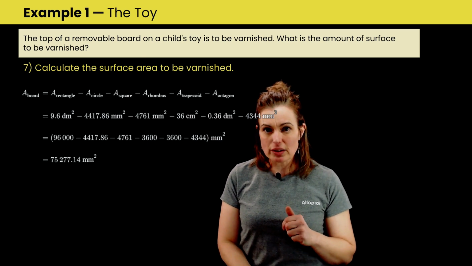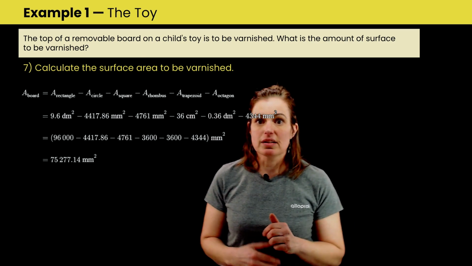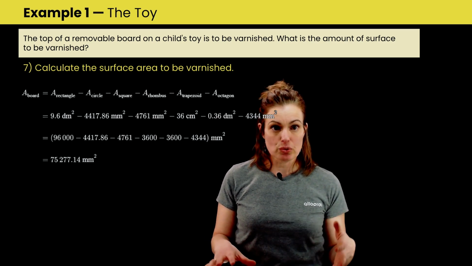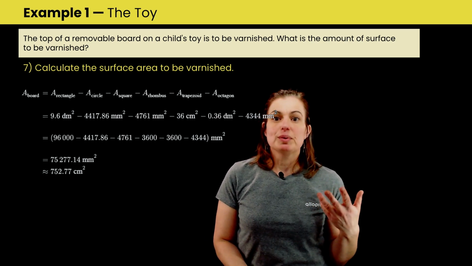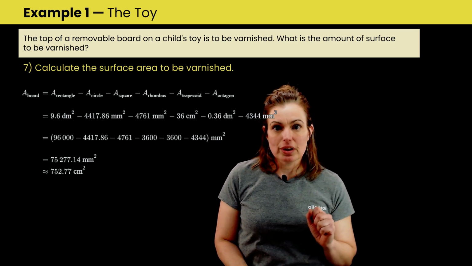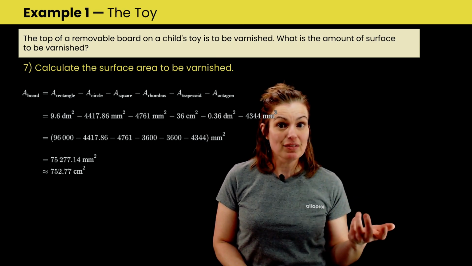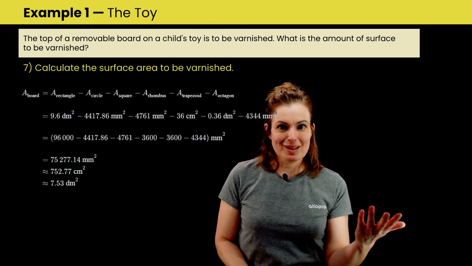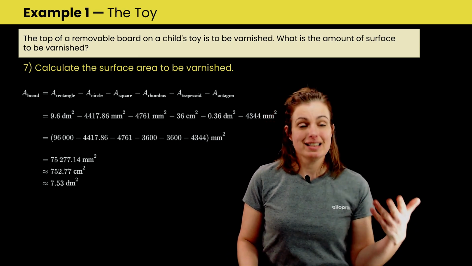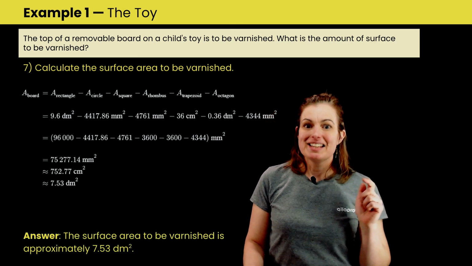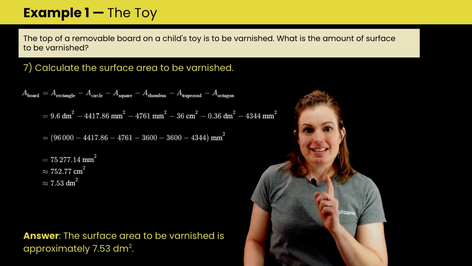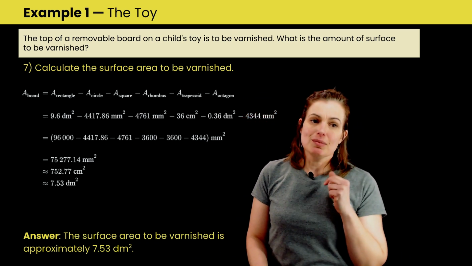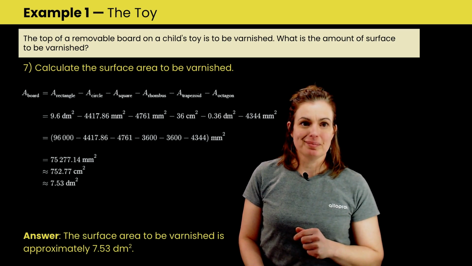When I subtract all of those, it's going to give me 75,277.14 millimeters squared, which gives me approximately 752.77 centimeters squared, or again, approximately 7.53 decimeters squared. So the final answer to our problem here is the surface area to be varnished is approximately 7.53 decimeters squared.